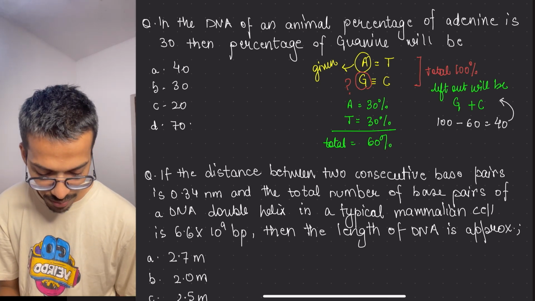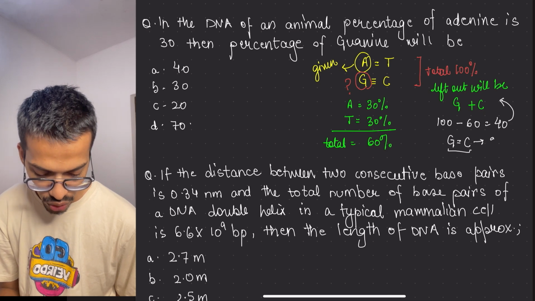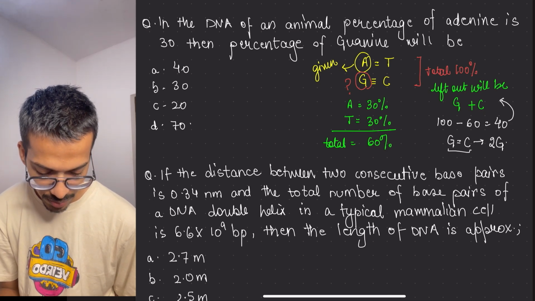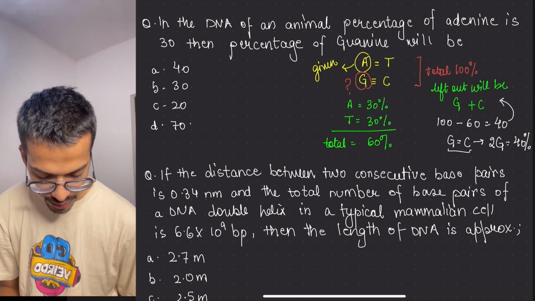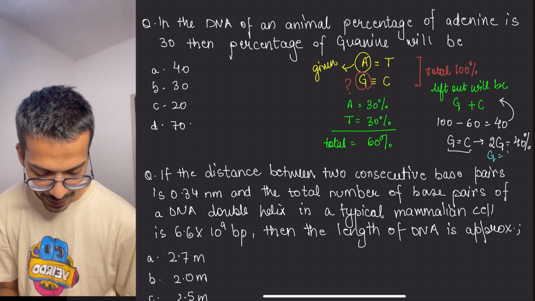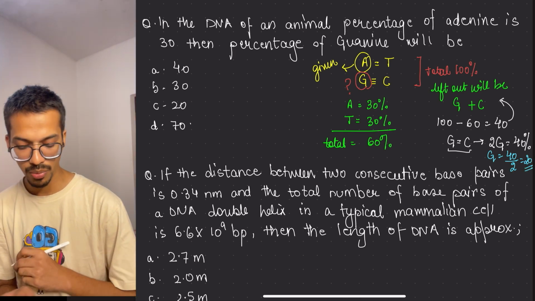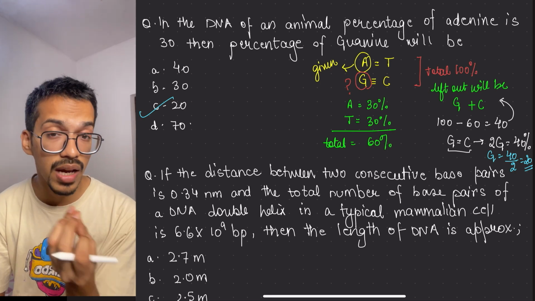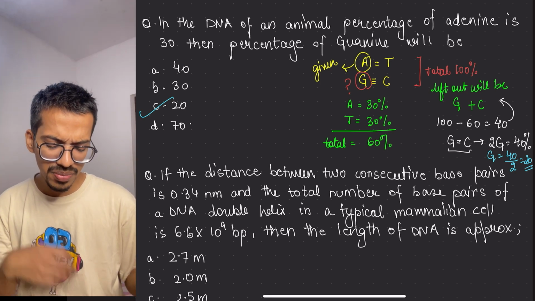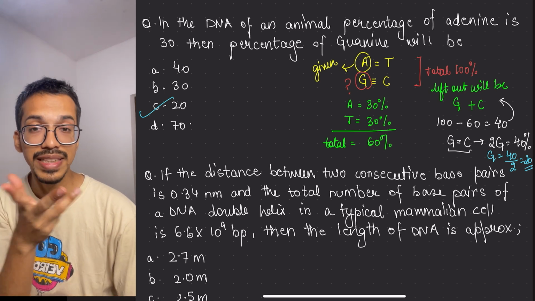Now both are the same, G will be equal to C. So can we say that 2G is equal to 40%? So the G value will be 40 divided by 2, that is 20. Do we have an option? Yes, we have an option. This is the way you will write it in your academic exams. But this much is not needed when you are calculating in your NEET examination.